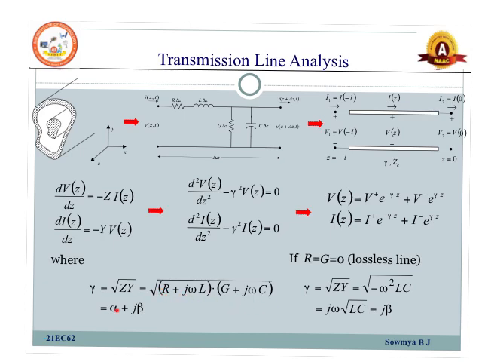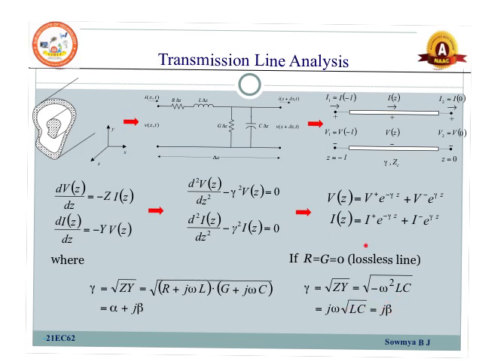That is again equivalent to alpha plus j beta, the attenuation constant and the phase constant. Alpha represents the attenuation constant, beta represents the phase constant. And suppose in this expression R is equal to G is equal to 0, meaning it is a lossless line, then gamma is equal to square root of ZY, that is equal to square root of minus omega square LC, which can be written as j omega root LC, that is nothing but j beta, because the phase constant beta is nothing but root LC.